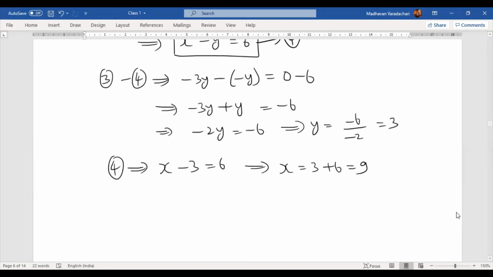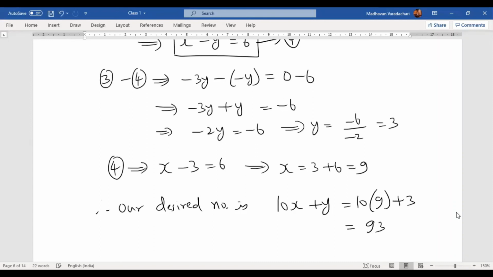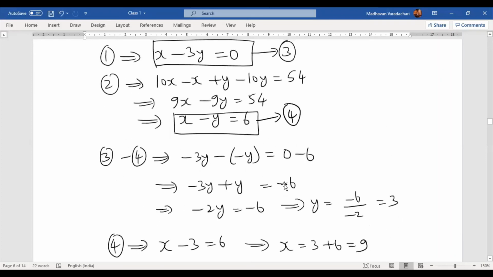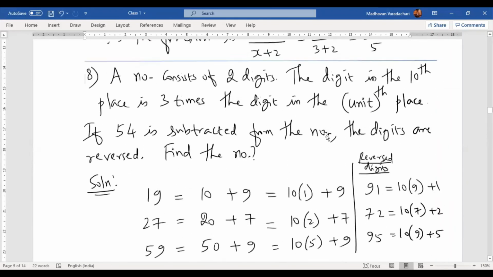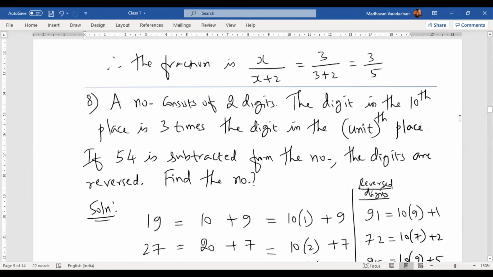So what is our number? Therefore, our desired number is 10x plus y, which is 10 times 9 plus 3, which becomes 93. Now, once you get the number, it is better to verify whether it matches everything given. 93. What does the question say? The digit in the 10th place, which is 9, is 3 times the digit in the unit place. Of course, if I multiply 3 into 3, I get 9 only. So the first condition is matching.